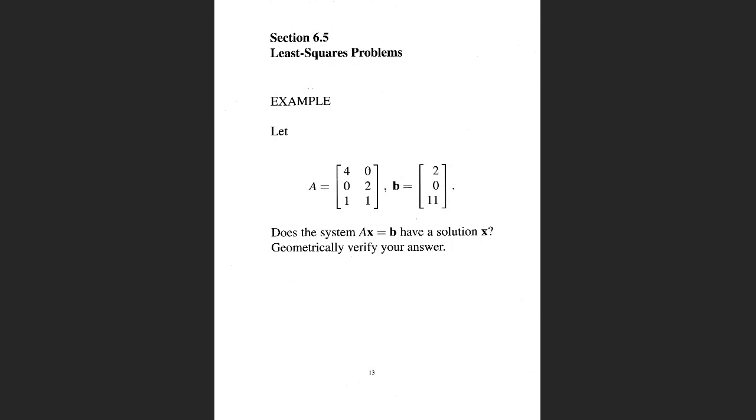Ultimately, in chapter 6, we want to see some applications of what we're learning here. Chapter 6 is the section on orthogonality and least squares. We ultimately want to see an application of all this, and that's going to come up next in section 6.6. But before we get there, we have to talk about least squares problems, which is section 6.5. So let me give you a moment to copy this example down.